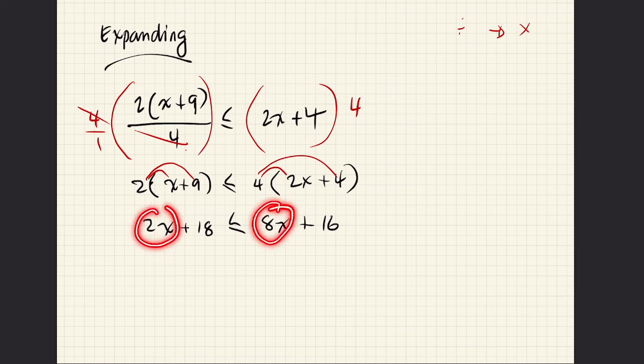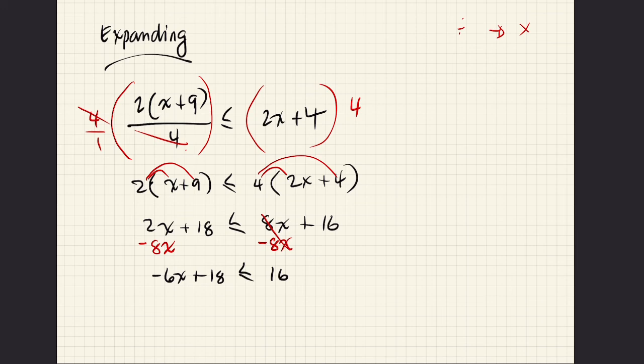Put all the like terms together on one side of the equation and the constants on the other side, okay? So it's up to you. Do you want to move 2 over here? Do you want to move 8x over there? It's going to be the same answer, okay? So I think, just for example purposes, I am going to move 8x to this side. So it's a positive 8x, so it's negative 8x, negative 8x. This will give you negative 6x plus 18 is less than or equal 16, okay?